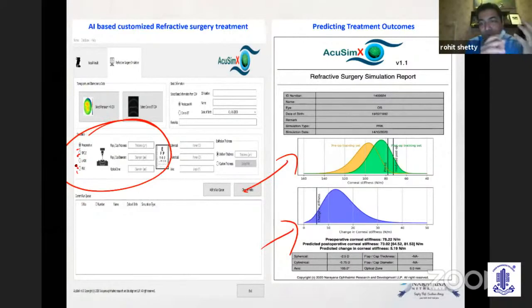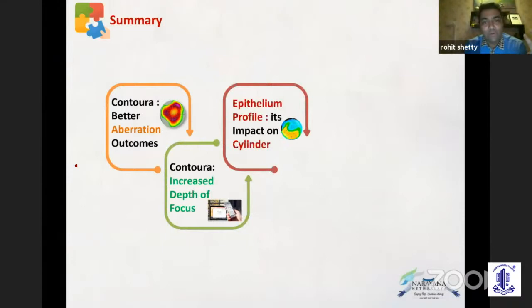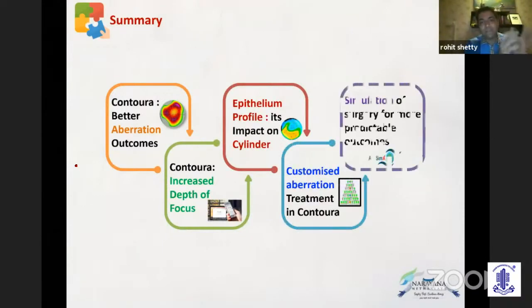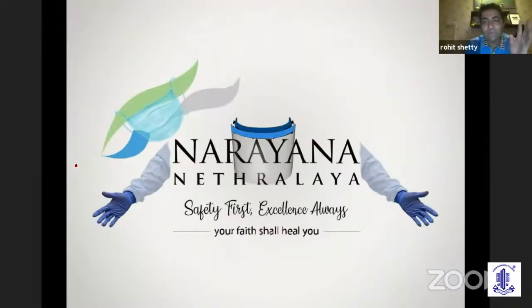And now we are on beta testing. Maybe next year it will be there in many of the machines. And this is going to be the real future of how contoura or epithelial modeling will be. So I just digressed a little bit into what the future is, but what contoura is for me is a better control of aberration. I don't say that it clears aberration, it controls aberration better, depth of focus, and the future is going to be on the use of simulation on AI and use of epithelial maps.